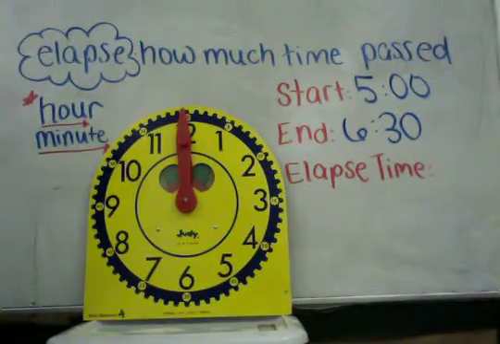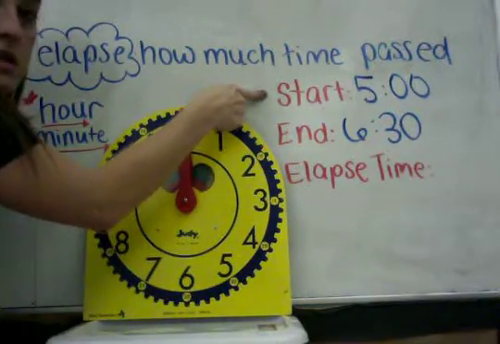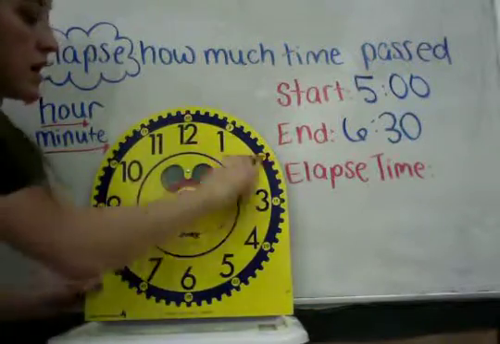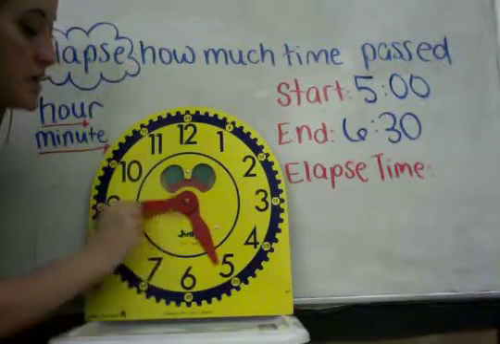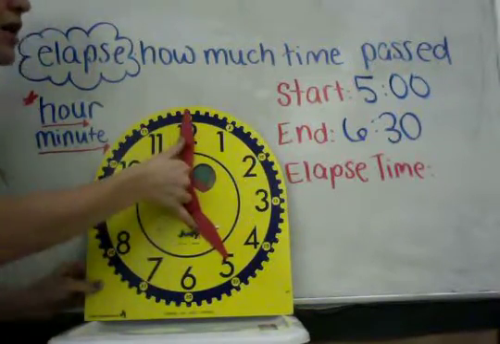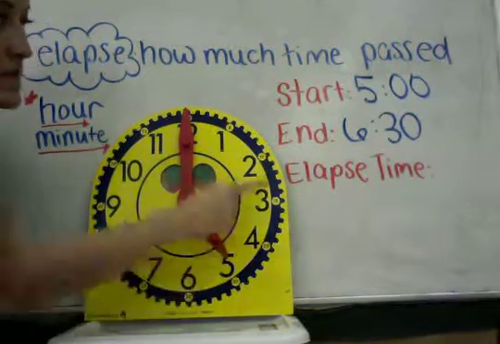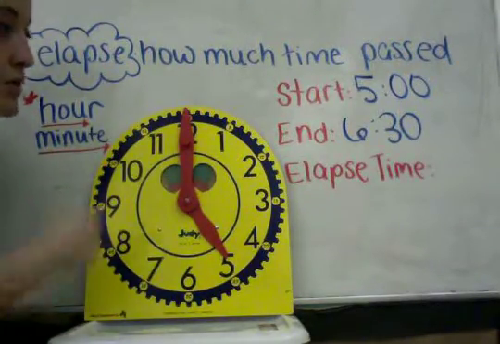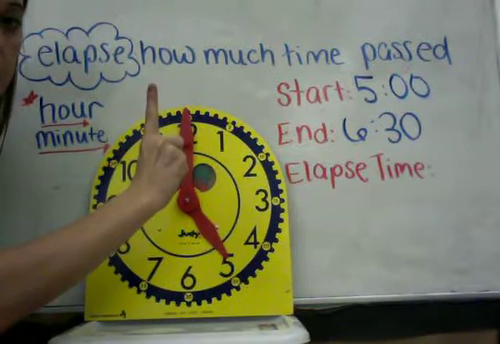The first thing that we need to do is set our clock to 5 o'clock. This is when Ronnie started. So let's go ahead and set our clock here. I need to have the hour hand on the number 5, and I need to have my minute hand up here at the 12. That says 5 o'clock. Now what we're trying to find out is from 5 o'clock to 6:30, how much time has passed. So remember, when I make one complete circle, that is 1 hour.